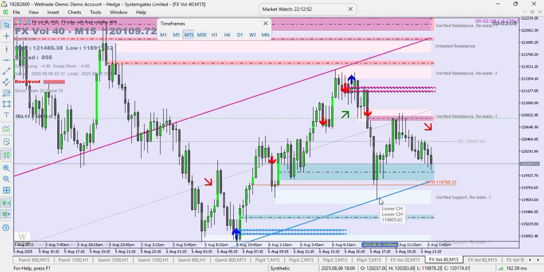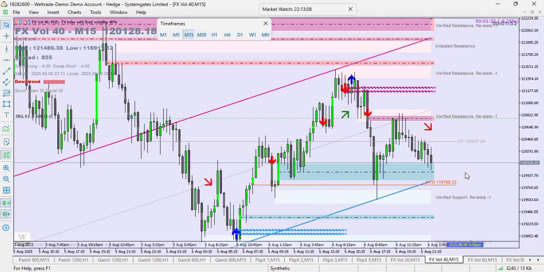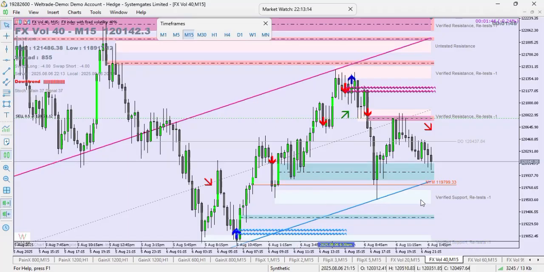Between this verified support and verified resistance, there is a fair value gap. A fair value gap happened between this candle and this candle. Between this candle and this candle, there is a gap. So it takes the most recent one and draws it out for me. So I combine the fair value gap with the verified resistance and support.